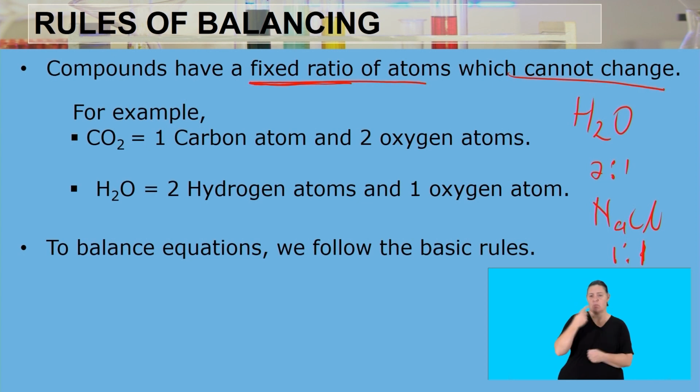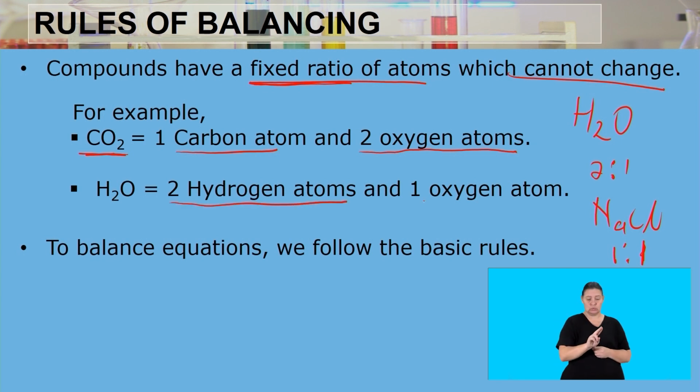For an example again here, when you're looking at carbon dioxide, the CO2, we have 1 carbon atom and 2 oxygen atoms that are chemically bonded. Again, H2O, as we have spoken about it, we have 2 hydrogen atoms and 1 oxygen atom that are chemically bonded to each other.